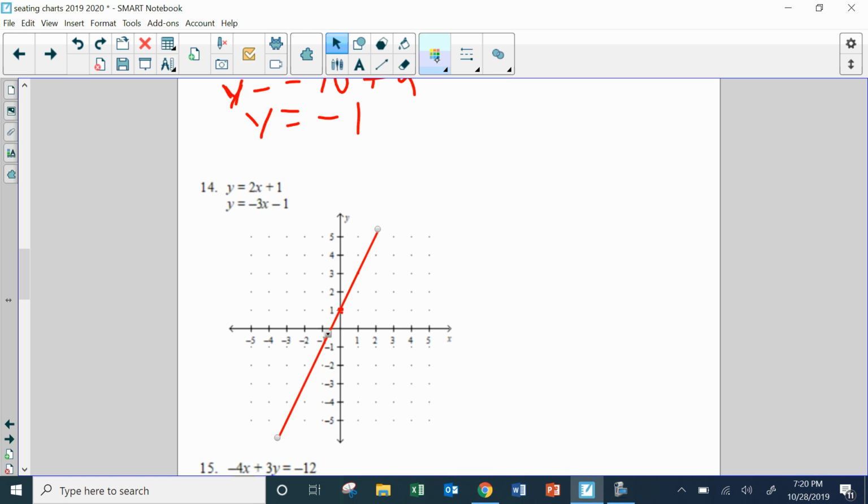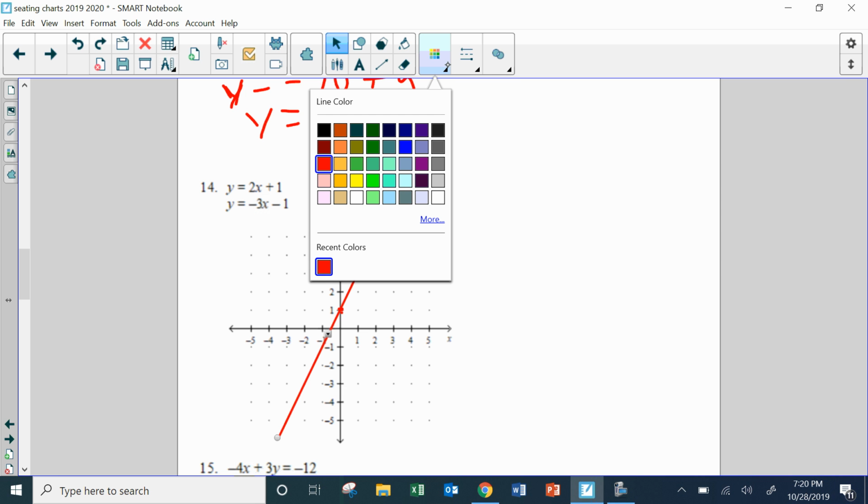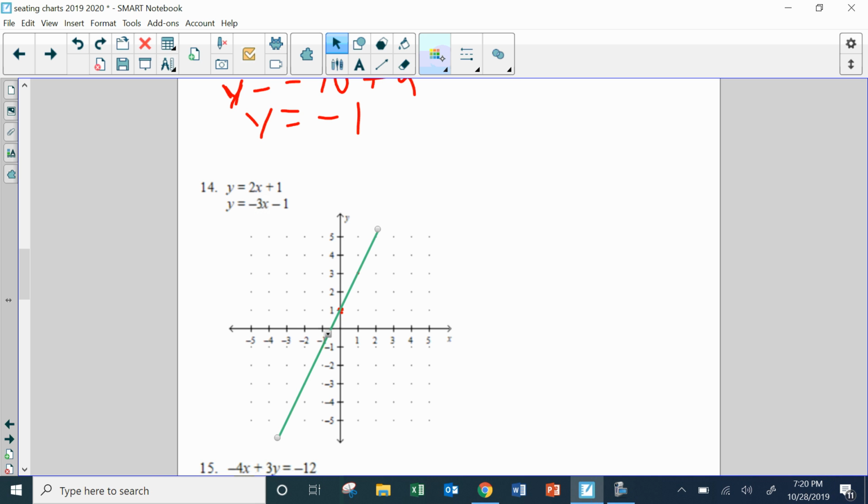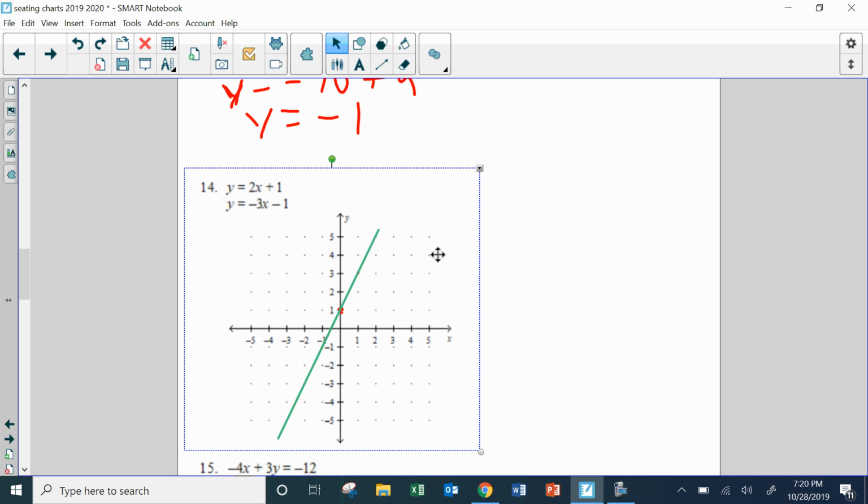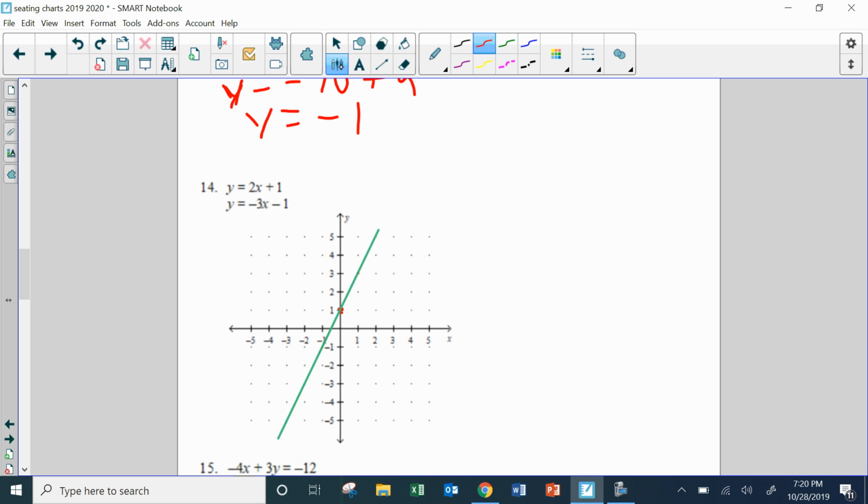Now I need to do my other line. I need to start with -1. That's the y-intercept on the other one. So we'll do this one in green, I guess. Oh no, I just changed that color. Okay, we'll just do that as green. So my next line I'm going to do as -1. There we go. All right, so now I need to change this to red. So -1. All right, so that's pretty good.